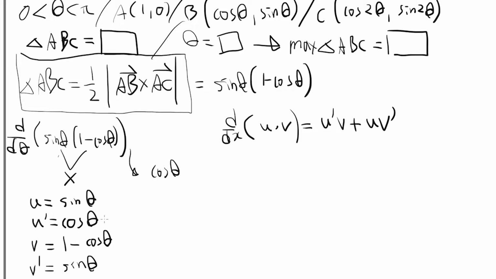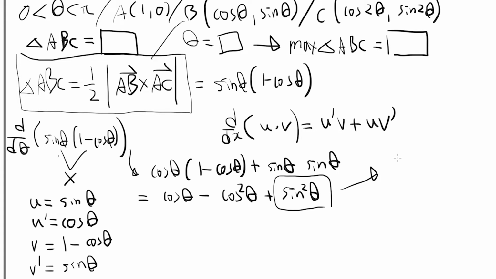Cosine theta times v, 1 minus cosine theta, plus u, sine theta, times v dash, sine theta. Now, sine theta squared is 1 minus cosine theta squared.